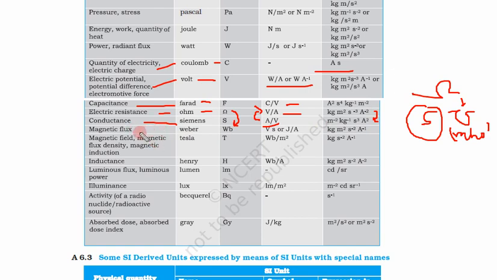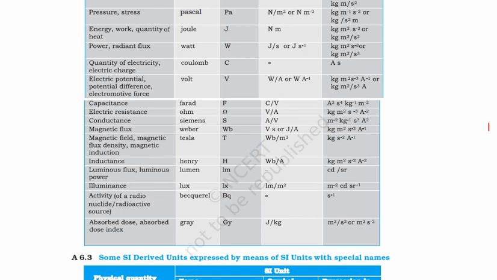Magnetic flux, common unit Weber. How do we write? Wb. This is volt second or joule per ampere. What is the SI unit? Kilogram meter square second to the power -2, ampere -1.